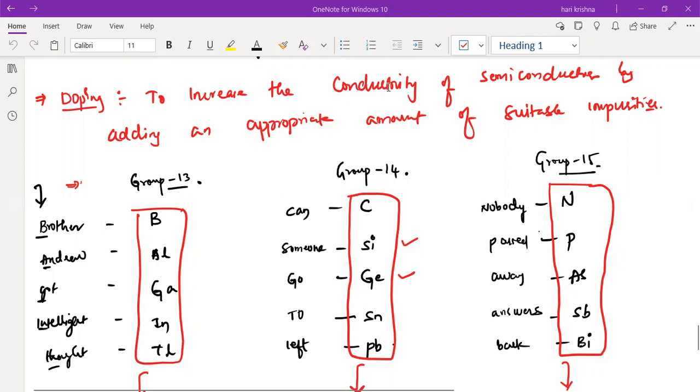So group number 13 elements are boron, aluminum, gallium, indium, thallium. All these will have the +3 oxidation state. Next, group number 14 is carbon, silicon, germanium, tin, lead. All these will have the +4 oxidation state. And group number 15 is nitrogen, phosphorus, arsenic, antimony, bismuth. Okay, all these will have the +5 oxidation state or +5 valency electrons.